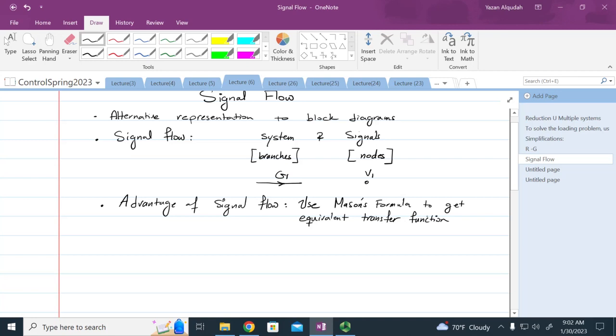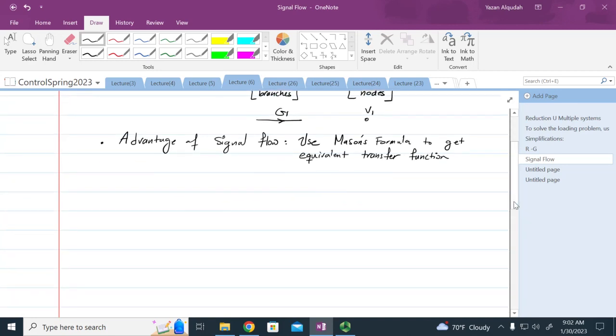So Mason's formula, which we will be introducing, will help us calculate the equivalent transfer function. It is methodical, so you can just apply it, and it will help you get the transfer function. Okay, so let's look at how we go from a transfer function to a signal flow representation. Let's look at some examples.